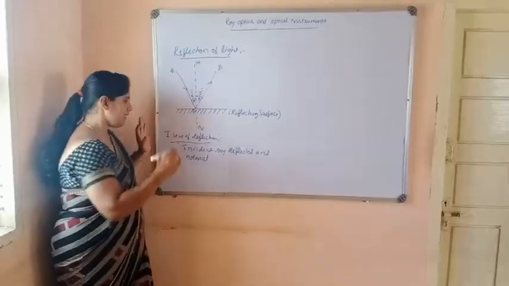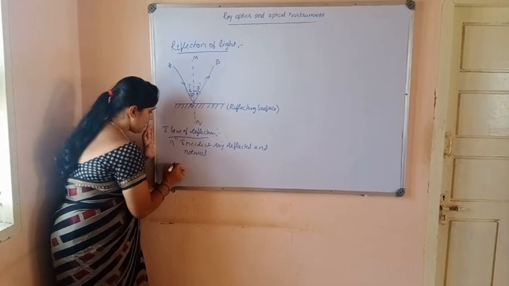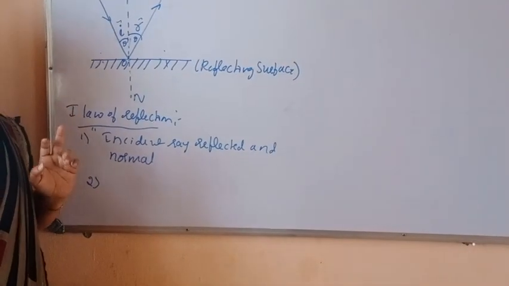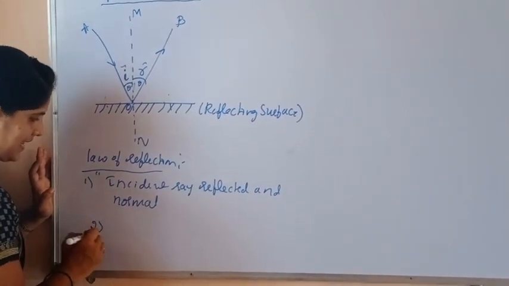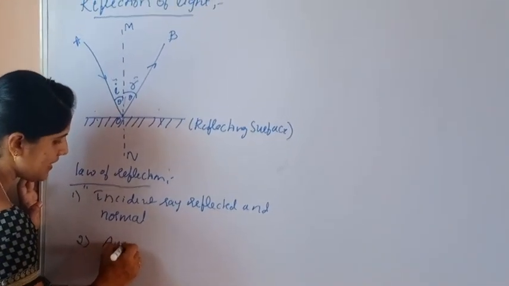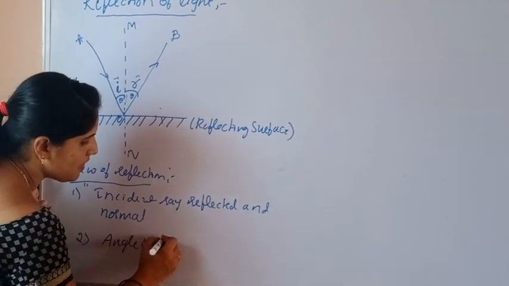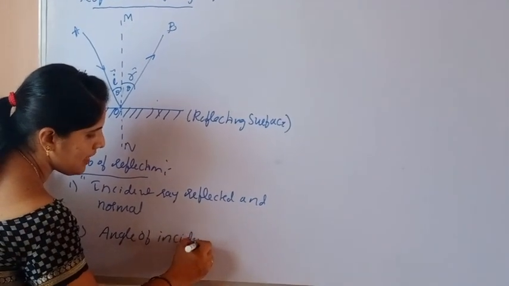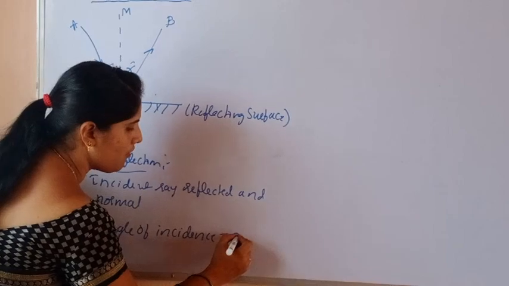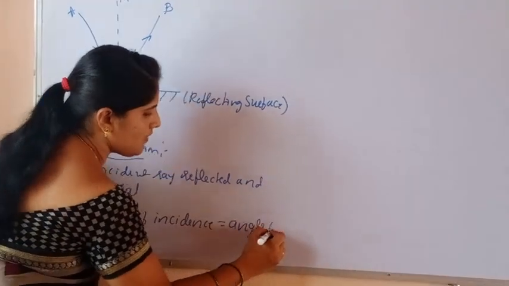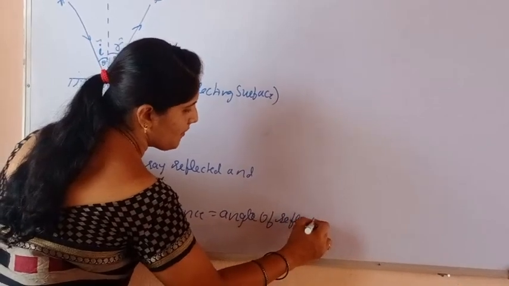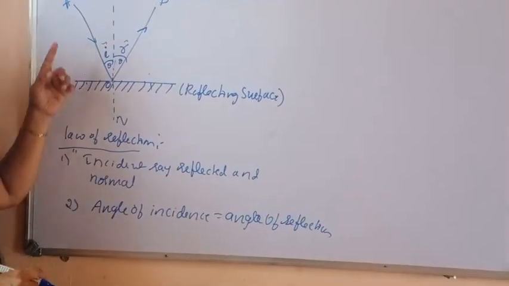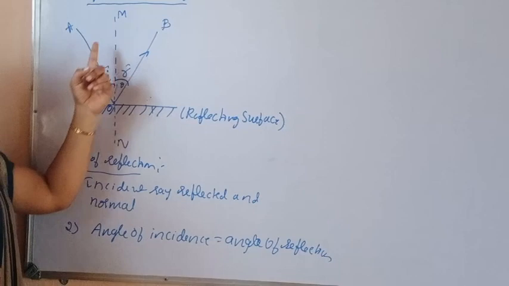Next, the second law. The second law of reflection states that the angle of incidence is equal to the angle of reflection. Here the angle of incidence is the angle between the incident ray and the normal.